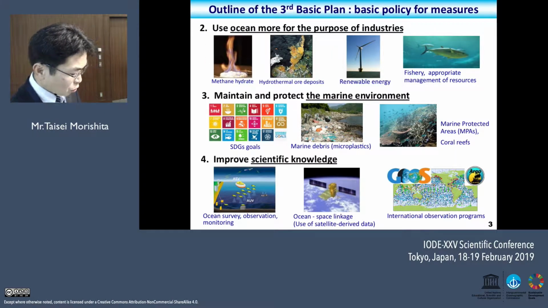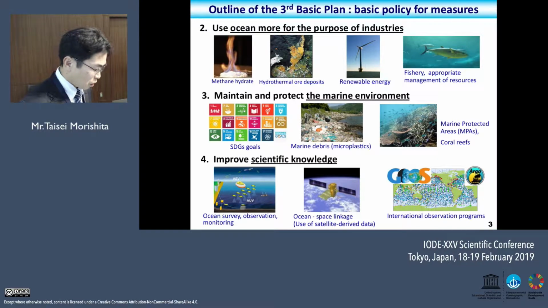The second is to promote utilization of the ocean for the purpose of industries, which includes exploitation of ocean-related energy and mineral resources, use for renewable energy, and appropriate management of fishery resources. The third is to maintain and protect the marine environment. In accordance with international frameworks such as SDGs and BBNJ, we address the marine litter problem, including microplastics, and set up appropriate MPAs to assure sustainable use of the ocean on the basis of scientific knowledge.